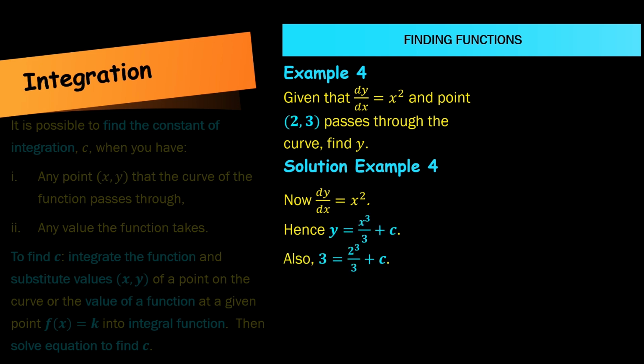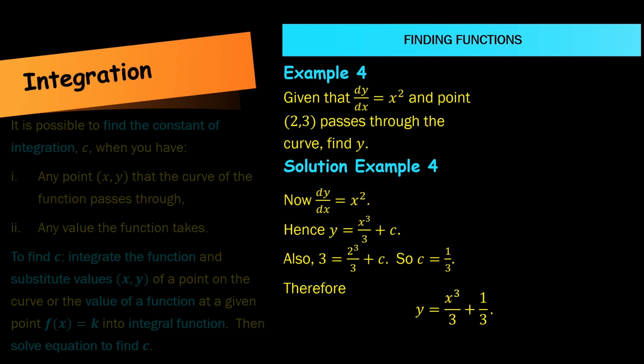Now we know that 2, 3 passes through the curve. So let's substitute that into the equation. Here's y equals 3, and here's x equals 2. And therefore, rearranging the equation gives us that c equals 1/3. And therefore, y equals x cubed over 3 plus 1/3.